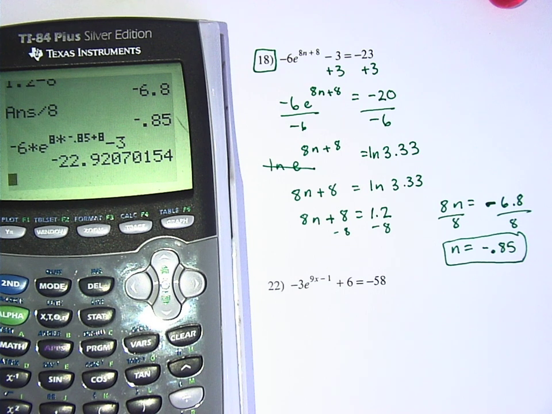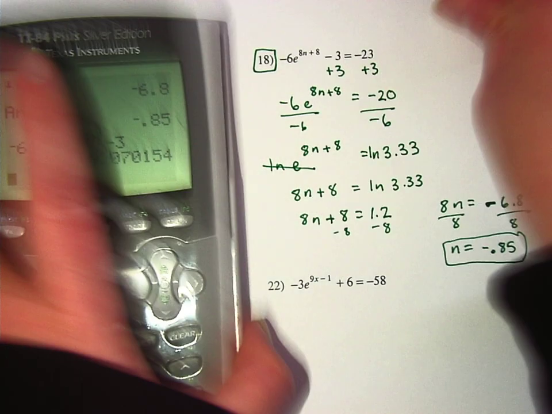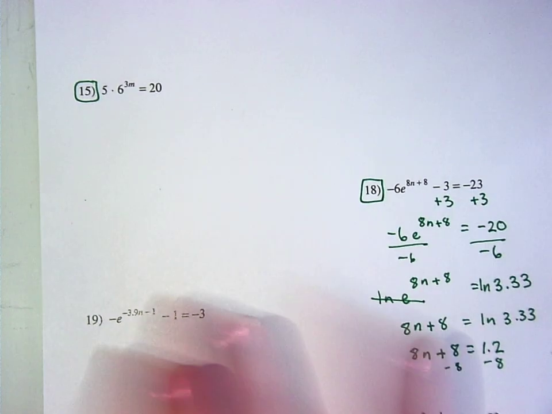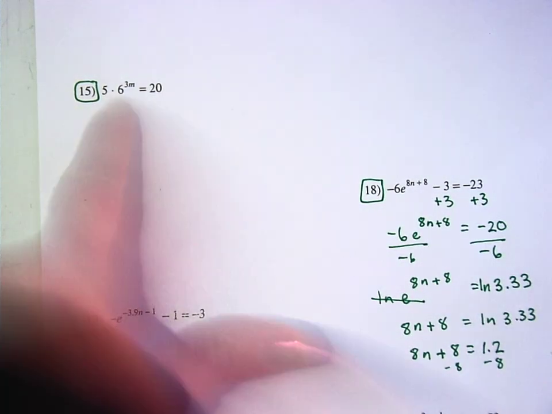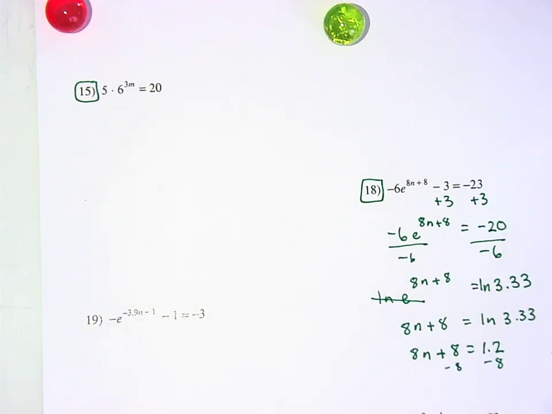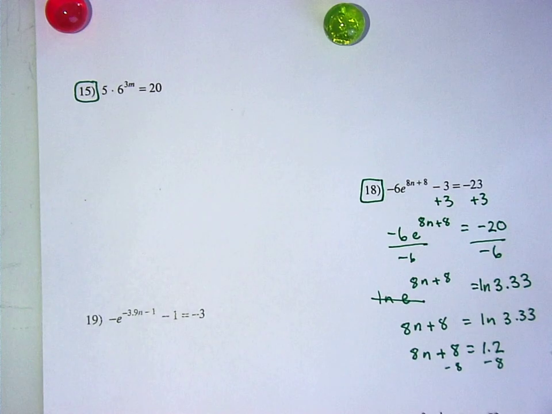The problem that you're gonna do with your partner is number 15. This one will be worth a prize, and you guys will come up here and show us. Now notice, this doesn't have an e in it. It has a base 6, so you're not gonna use a natural log. You're gonna use a log base 6 as you solve it. But take it apart piece by piece. Talk to your partner. Go.